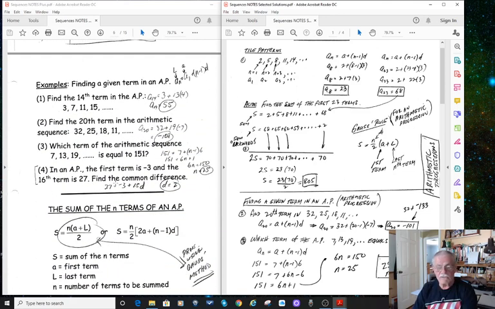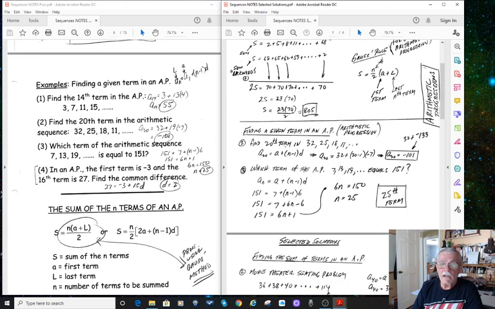Okay, the one that I want to do is number 2. Number 2 here says find the 20th term in the arithmetic sequence 32, 25, 18, 7. The first thing we'd like to do is verify it is in fact an arithmetic sequence, so we want to see if it goes up or down by the same amount as we go from term to term. So down 7, down 7, down 7. At this point, assuming that the pattern continues, we're going to say, yes, it is an arithmetic sequence. The first term a value is 32, the common difference d is negative 7.